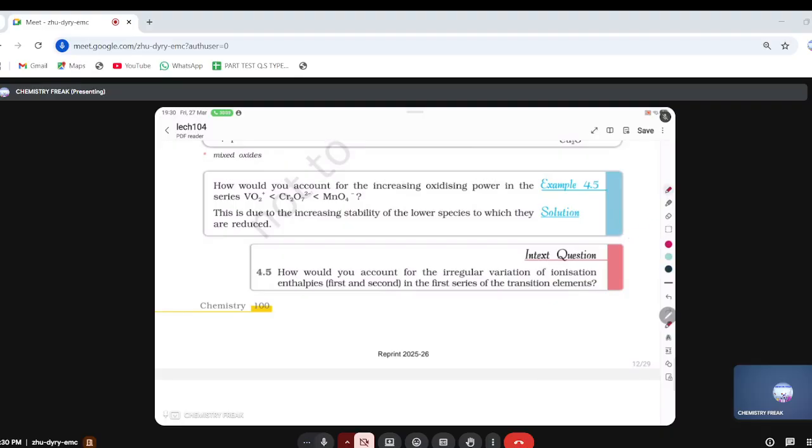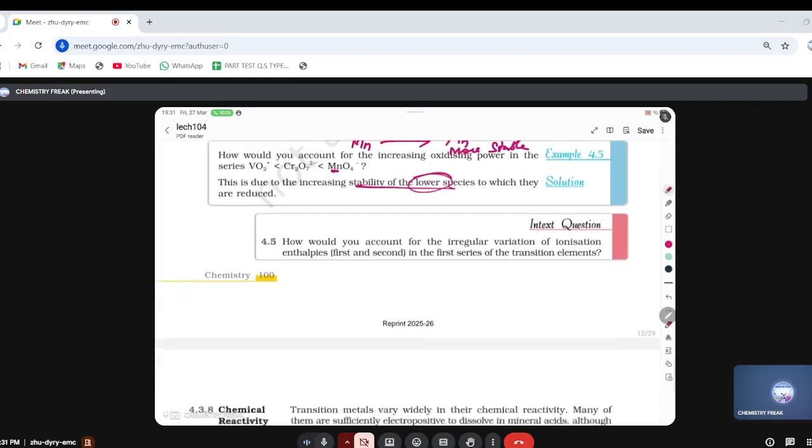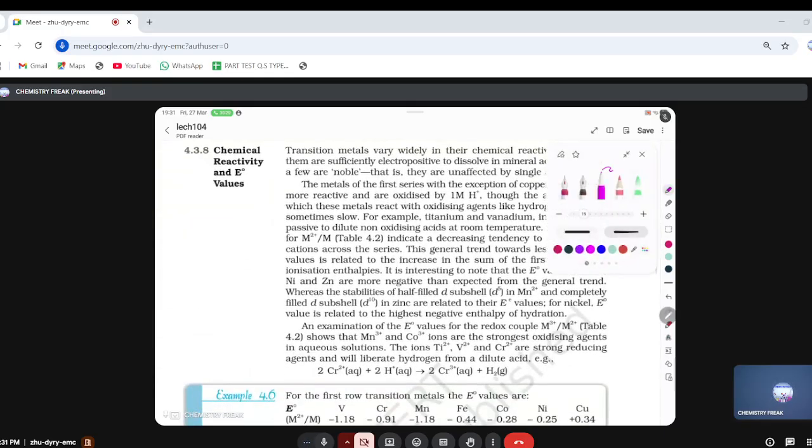Why? Because when comparing M plus 7 and M plus 2, M plus 2 is more stable. So the stability of the lower species increases. That is the reason given here. Okay, next. Chemical reactivity. Okay, listen carefully.